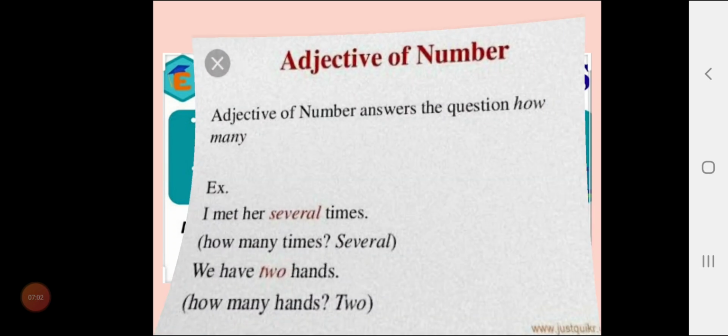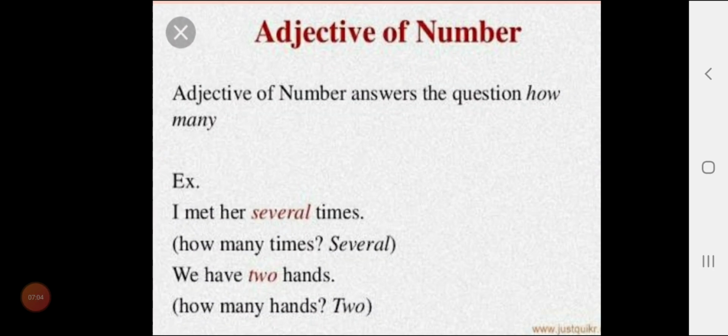Now we do adjectives of number. An adjective of number tells us how many persons or things are meant. It answers the question how many. Do not confuse between adjective of quality, adjective of quantity, and adjective of number. Adjective of number tells us how many persons or things. It just tells us how many things are present.